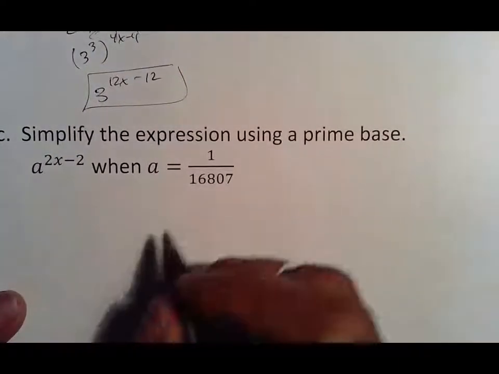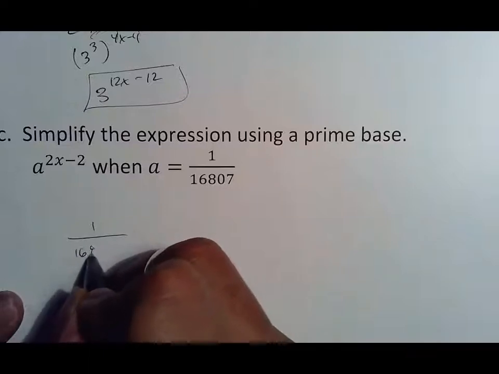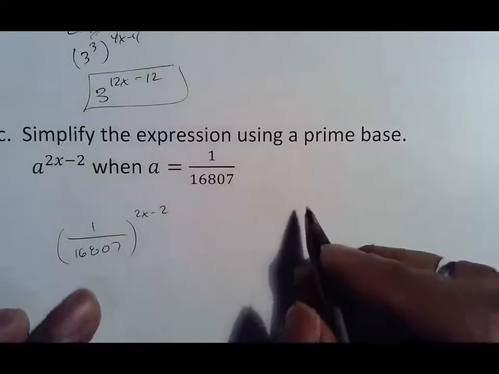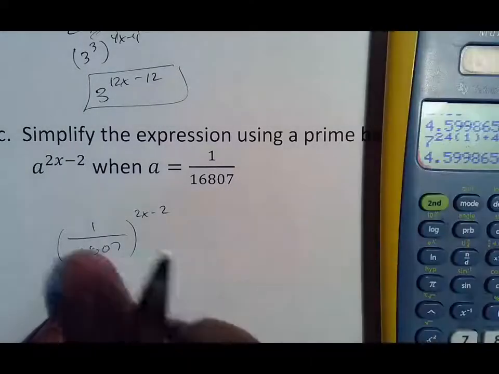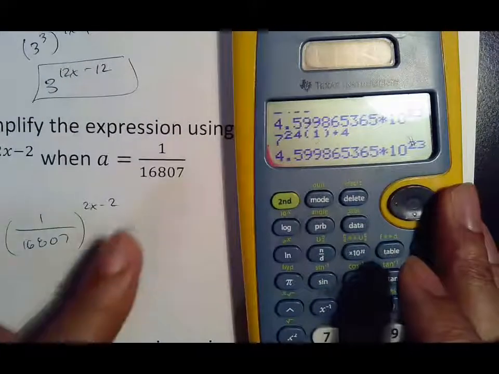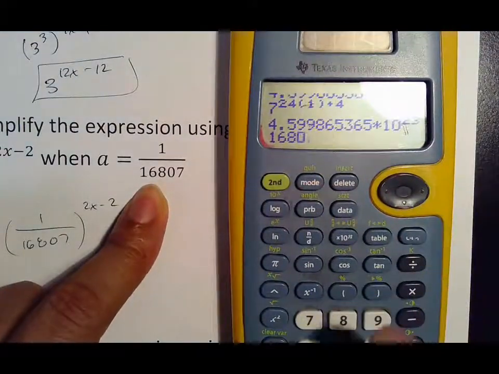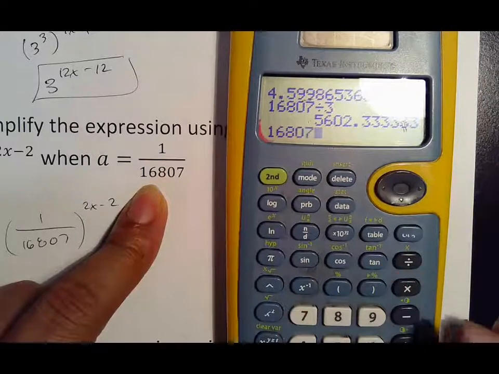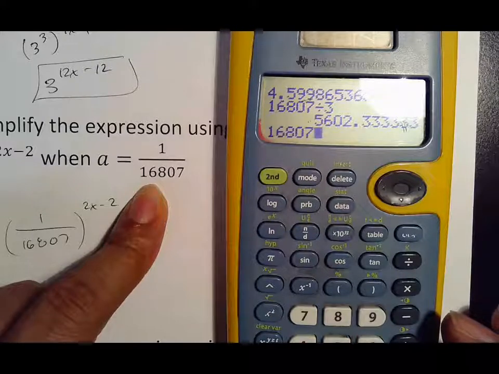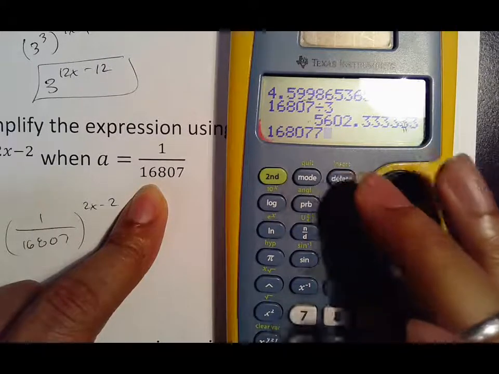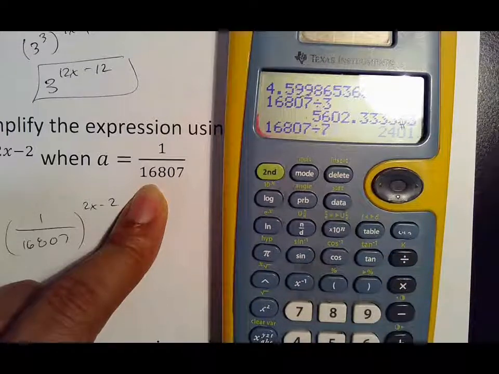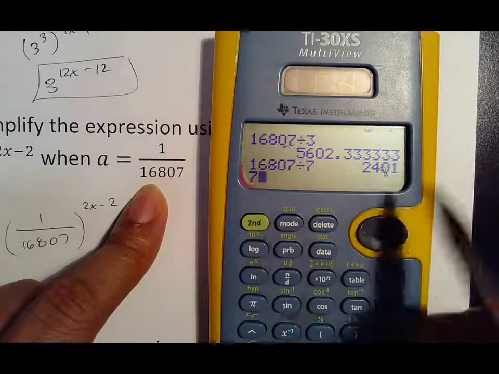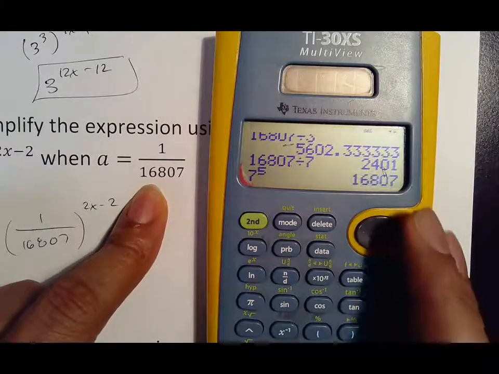Simplify using the prime base again. So 1 over 16807 to the 2x minus 2. 16807. Don't worry about the fact that it's a fraction. We can fix that. Focus on that number there. So 16807 divided by 3. Nope. 16807. I'm pretty sure 5 is not it. 7 is another number. It is. And I remember 2401, so I think 7 to the 5th, because that was 7 to the 4th. So 7 to the 5th is your number.